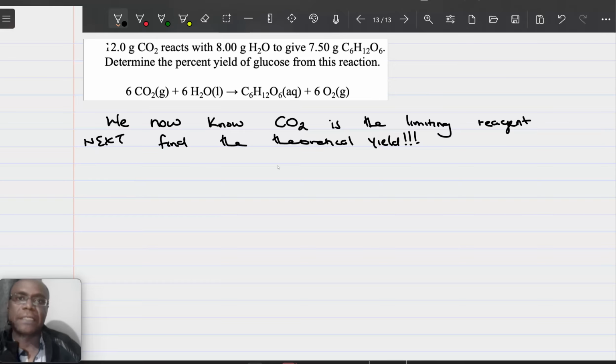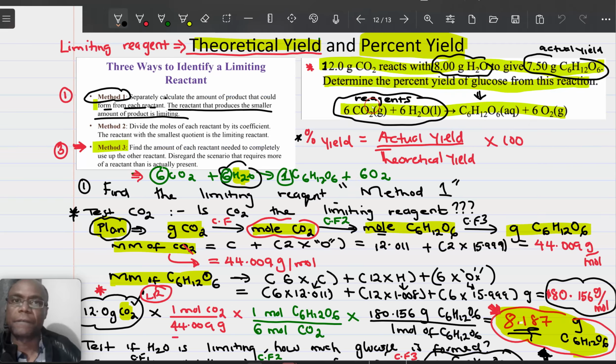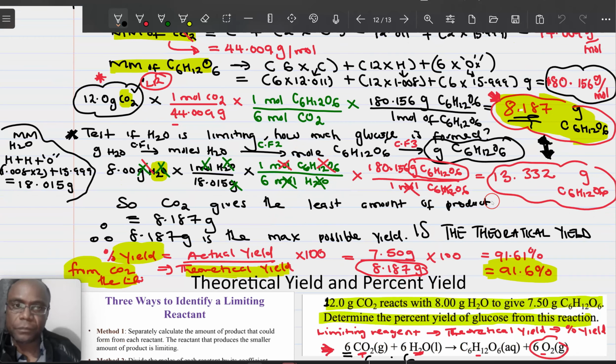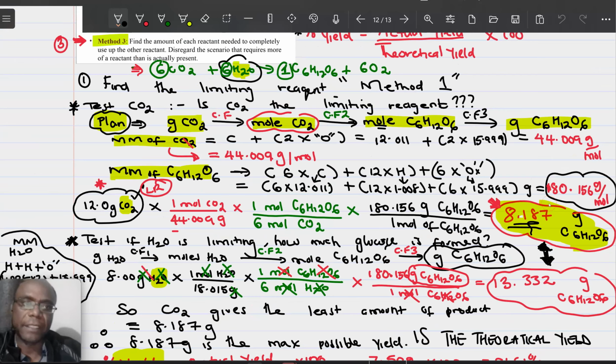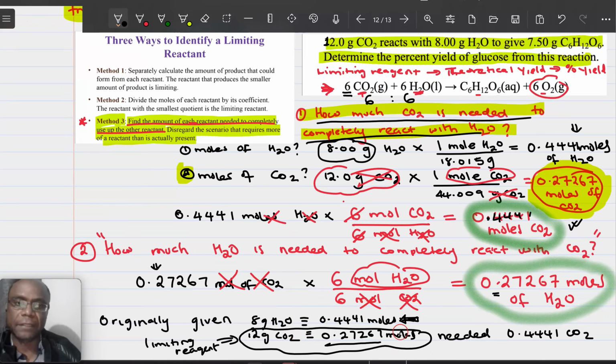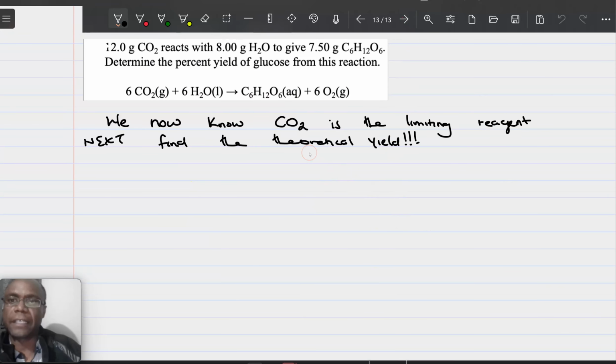Now you see why I was telling you that I prefer method 1. I found the limiting reagent as CO2. At the same time, I found the theoretical yield to be 8.187. So I killed 2 birds with 1 stone, according to method 1. But now with method 2, I've firstly had to find who is the limiting reagent, finish. Then start calculations again.